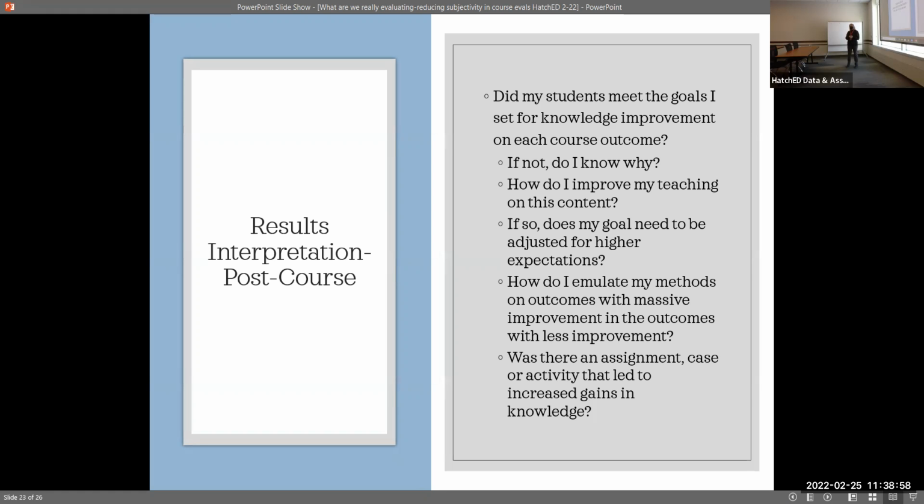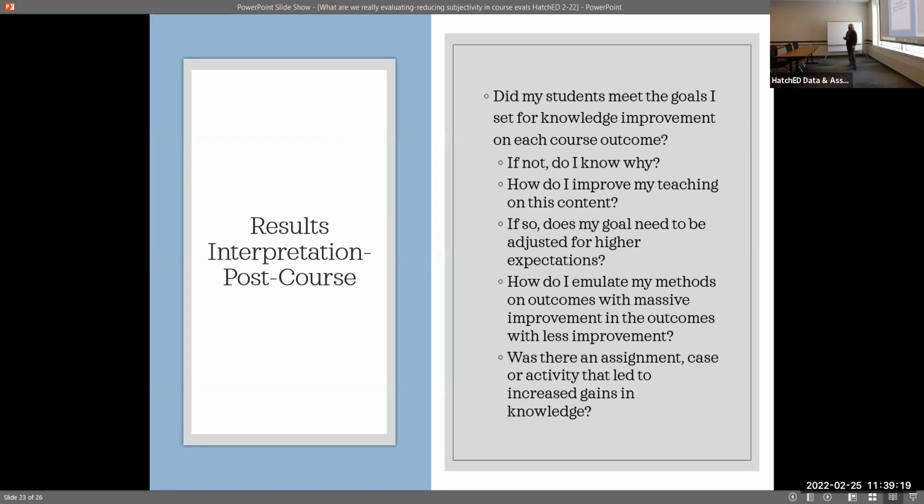If so, if I did meet my goal, does my goal need to be higher? Is 20% a realistic goal? Should I go for 30? Should I go for 40% average? What do I feel is best for my students and for my teaching? Where should I set that goal? How do I emulate my methods on outcomes with massive improvement and the outcomes with less improvement?